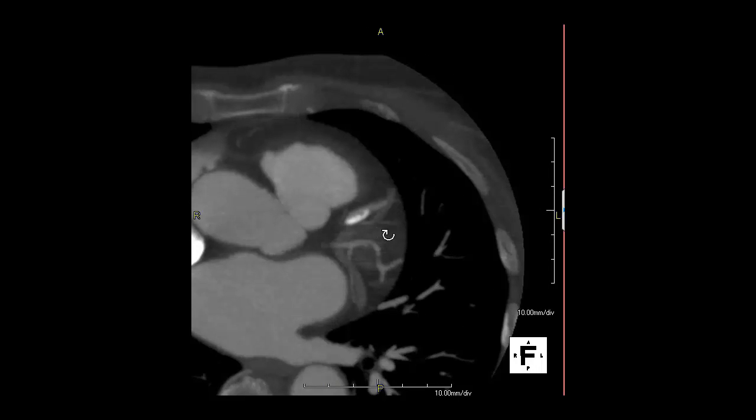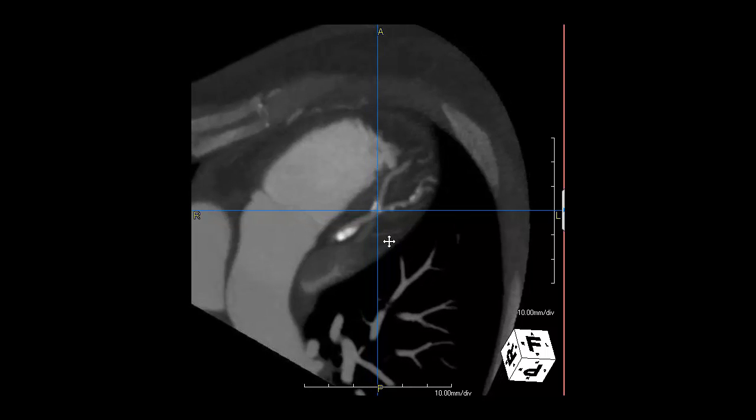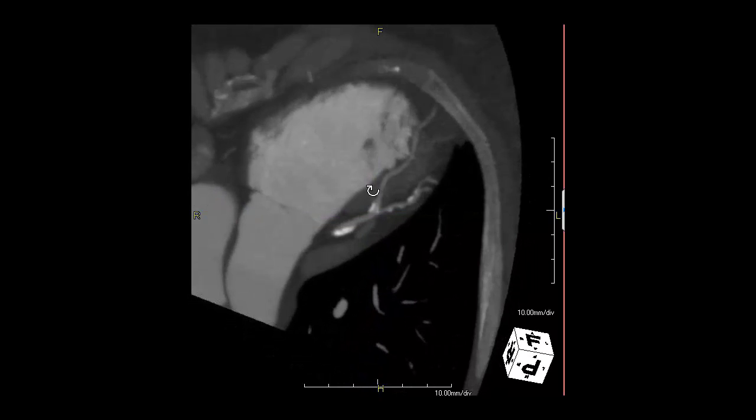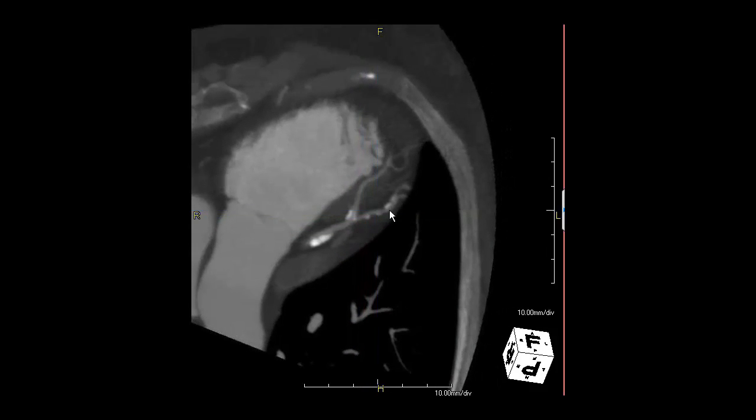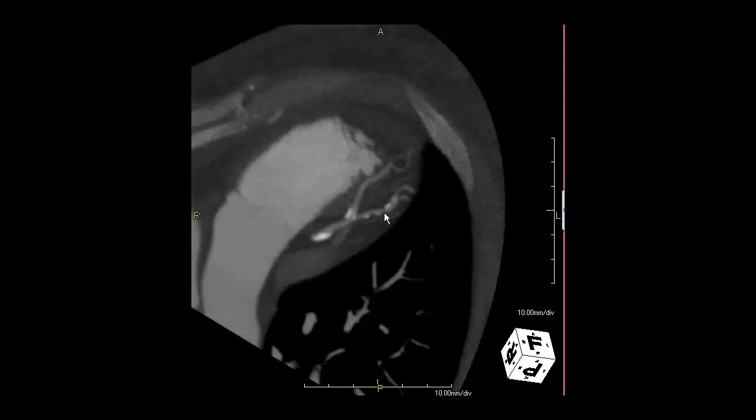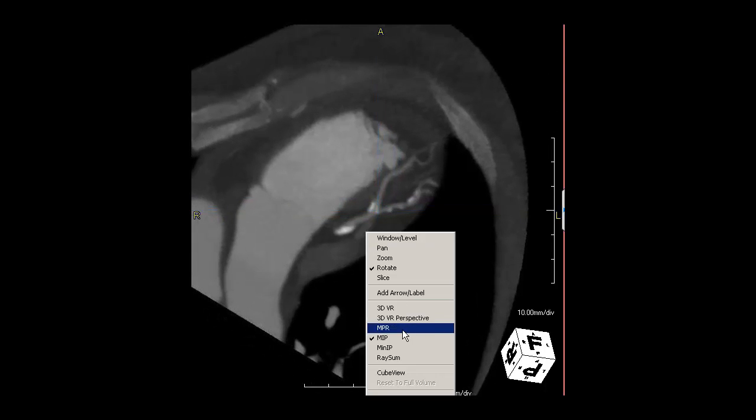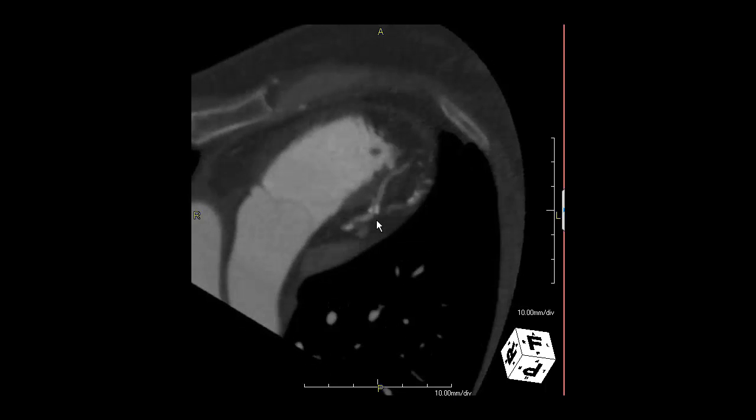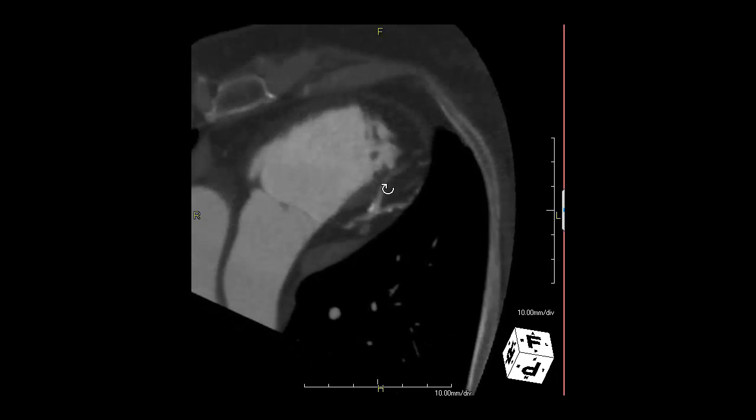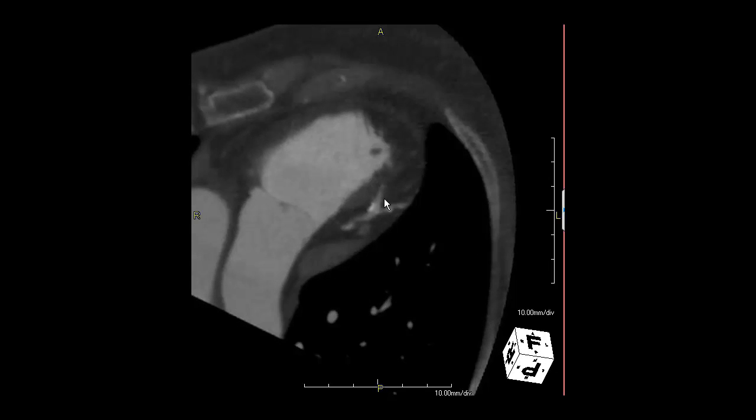Proceeding down the remainder of the vessel, there is also some plaque at the bifurcation into the mid left anterior descending, and there is spotty calcification in the small diagonal. There also is probably non-obstructive disease at this juncture in terms of the mid left anterior descending.